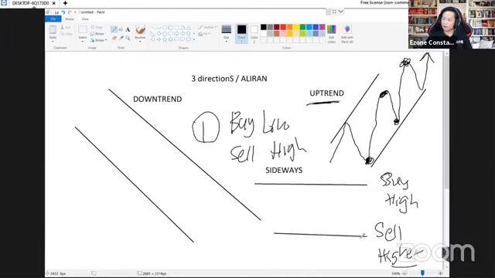So this is one technique: you buy low, you sell high. Ataupun teknik yang kedua is you buy higher here, you sell higher here. You understand this? You buy high, you sell high.